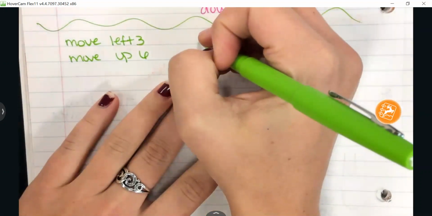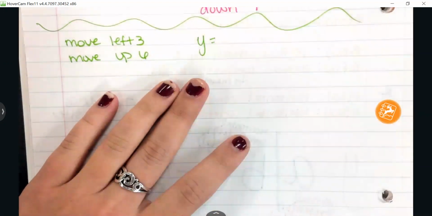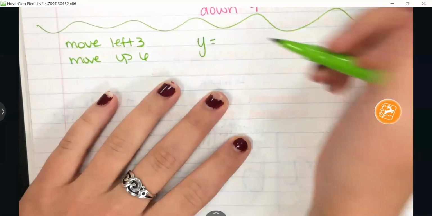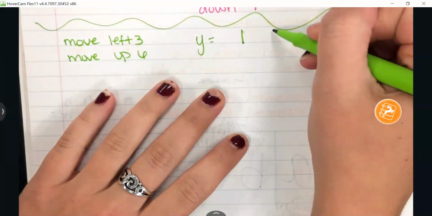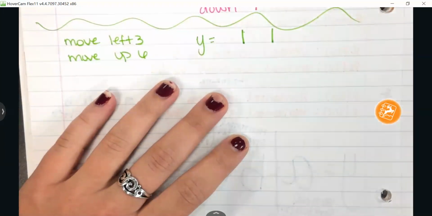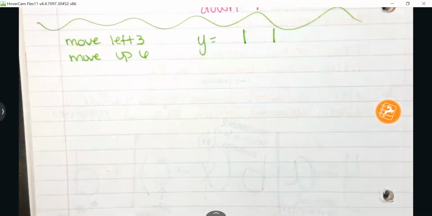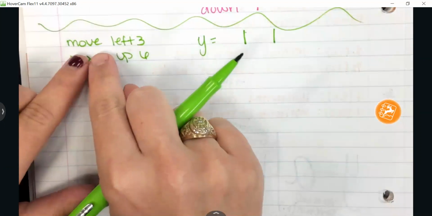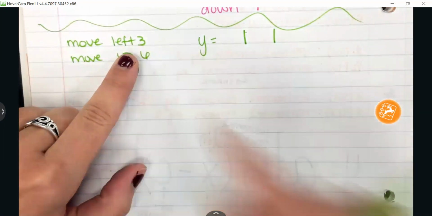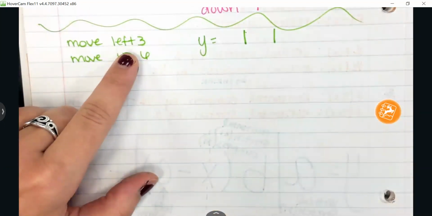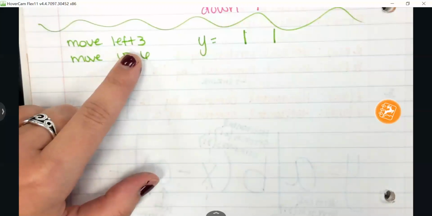So here's what a skeleton equation looks like. Y equals, and then I'm going to have my absolute value bars. That's my skeleton, okay? Now, if I put stuff in it, if I am moving left, does that go inside or outside? Left is inside. Is it going to say +3 or -3?